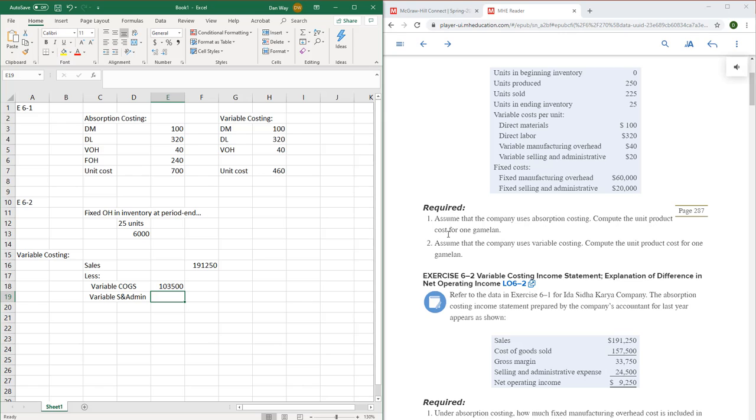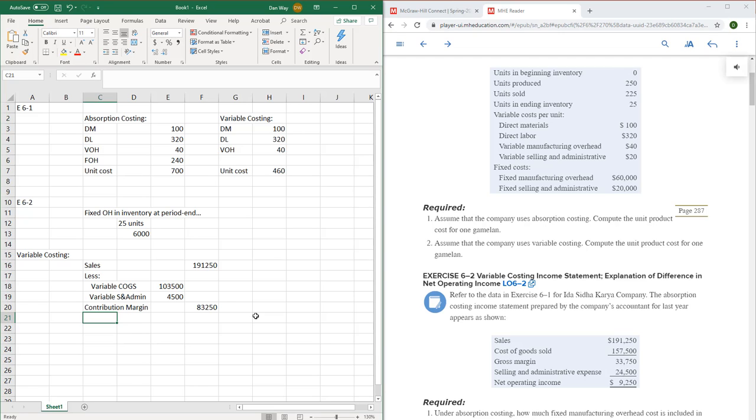So that's $103,500. Now the variable selling and admin, we know from the 6.1 setup, was $20 per unit. So $20 per unit times, again, the 225 units sold, for a total of $4,500. Sales minus all of those variable expenses would leave us with our contribution margin. I'm going to do the numbers out to be explicit there. Sales minus variable cost of goods sold minus variable selling and admin gives a contribution margin of $83,250.